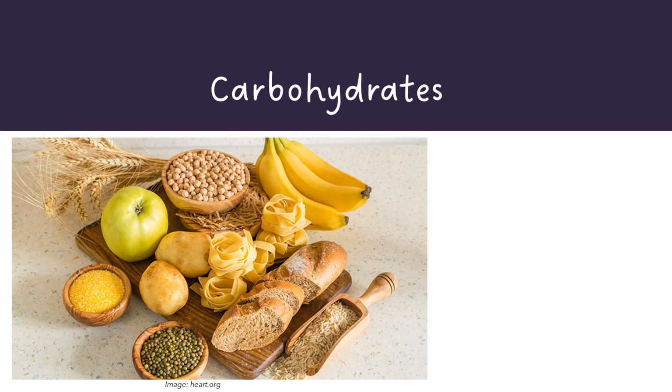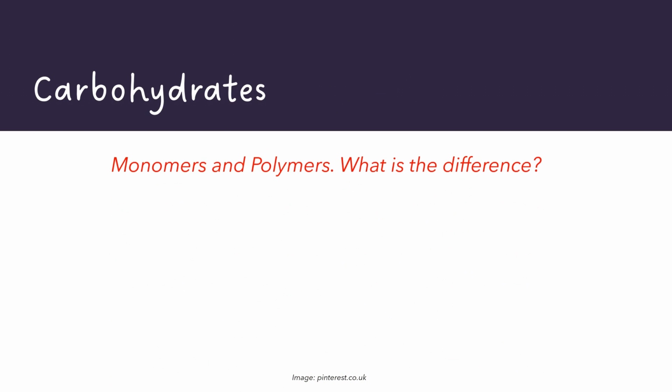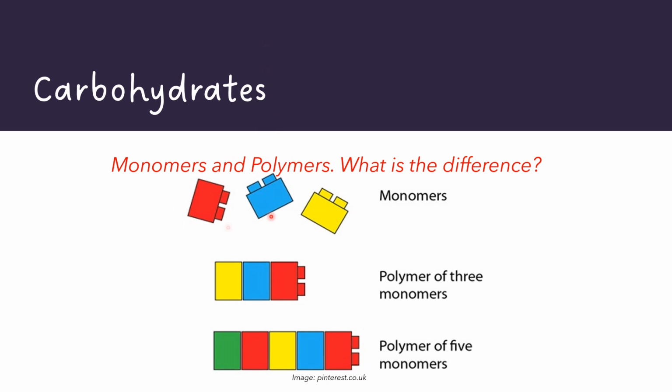Carbohydrates are made up of carbon, hydrogen, and oxygen using the formula CH2O. The biomolecule is made up of monomers and polymers. What are the differences? Monomers are singular building blocks, which larger molecules are made from. Once joined together, they become polymers.